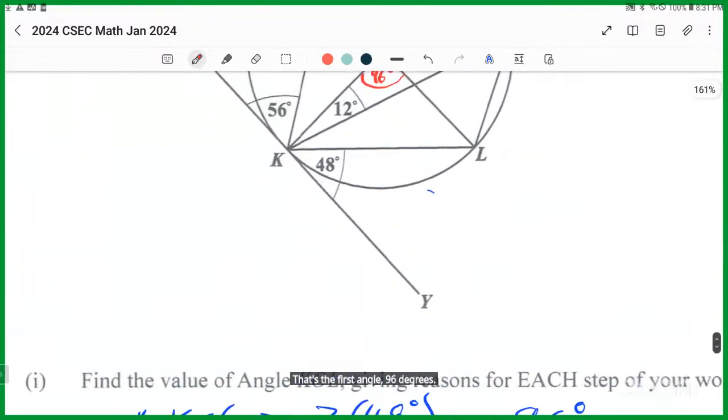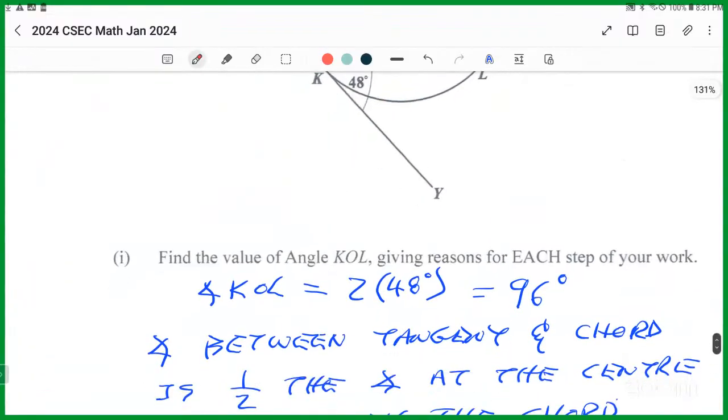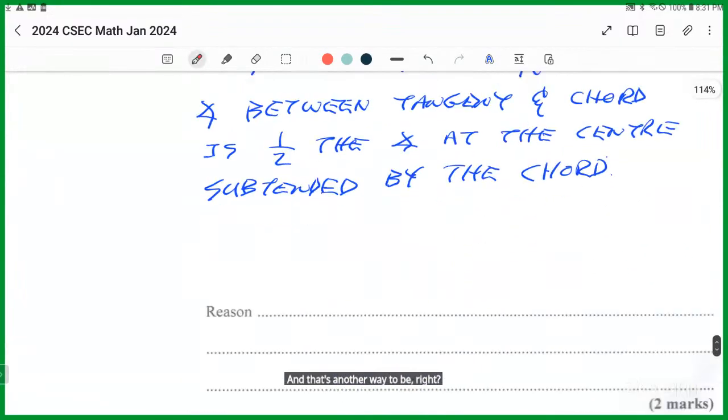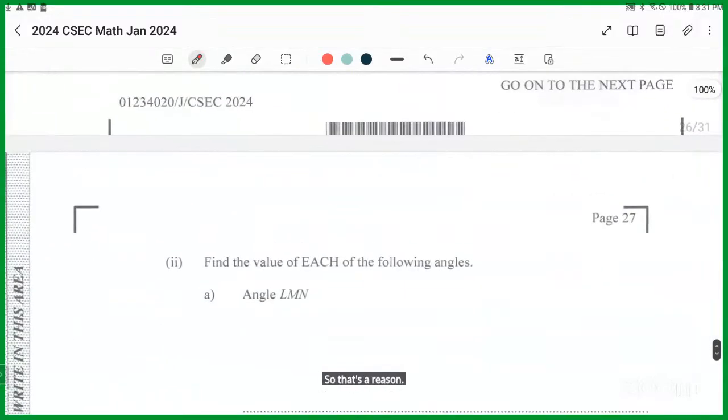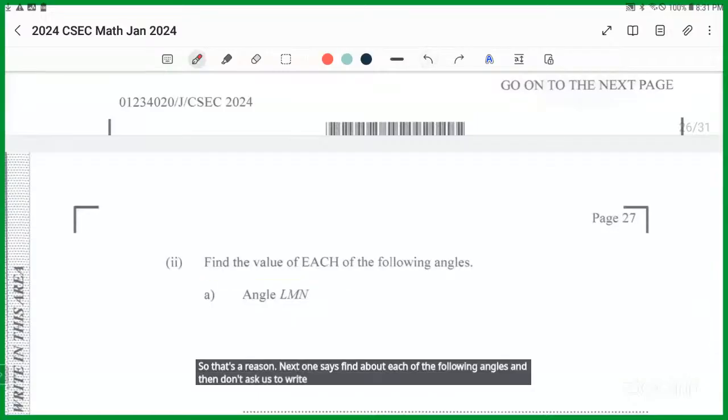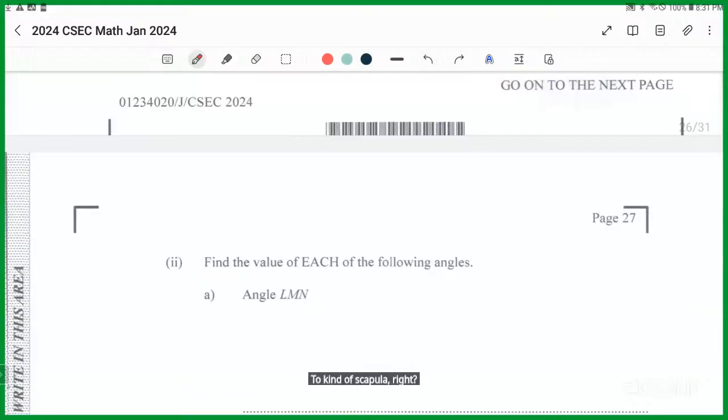All right, next one. And that's not the only way to do it, right? There's never one way to do it. So that's the reason, 96 degrees. Next one says, find the value of each of the following angles, and they don't ask us to write any reason. So it's a find angle of each.